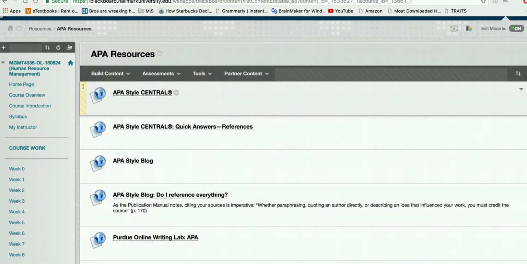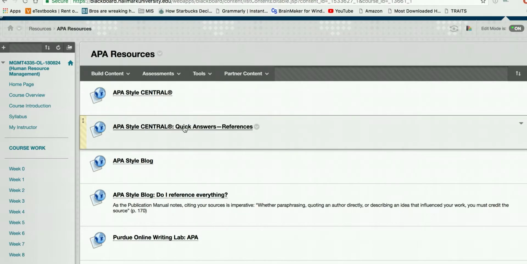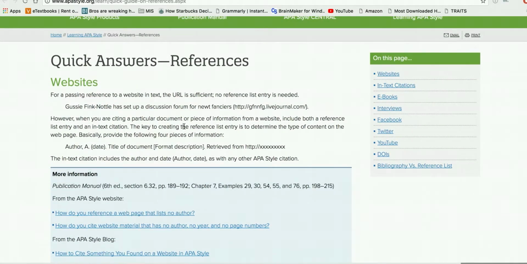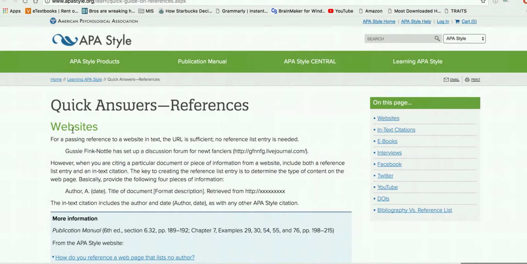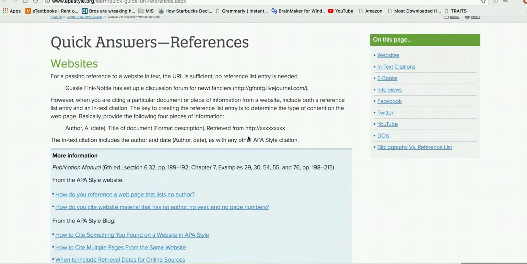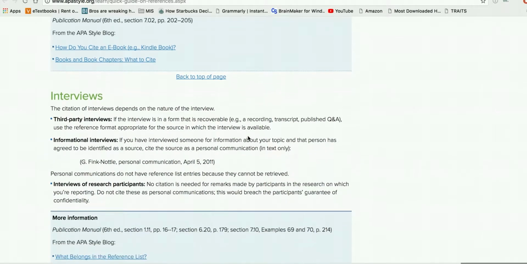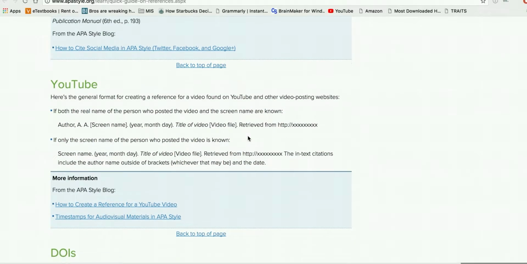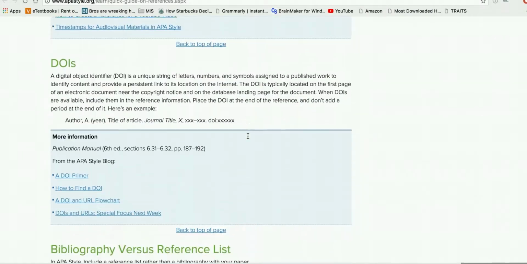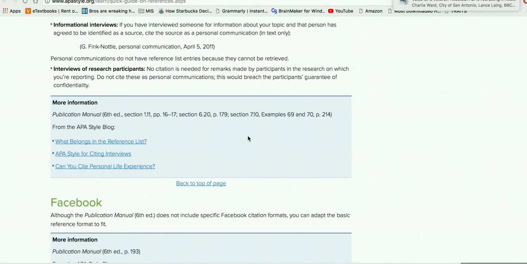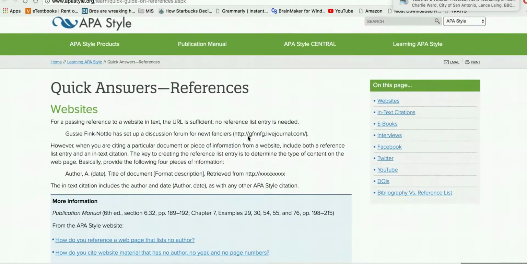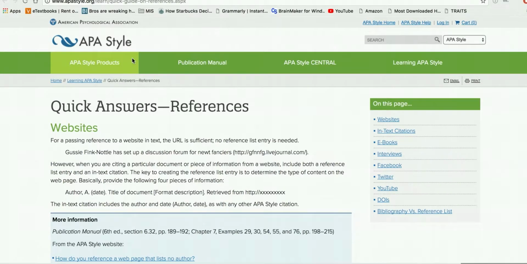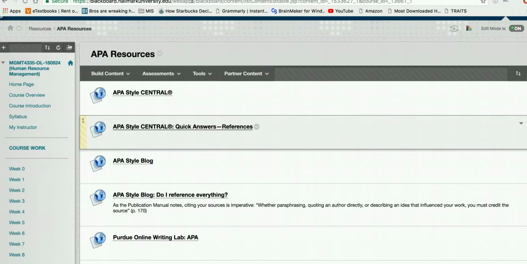And then I've honed in on some in particular. Like this is a common question that comes up. Well, I'm sorry, I was looking at something else. The quick answers references about in-text citations, electronic books, interviews, different things that you might have to format and how to format your references. DOI numbers, YouTube videos. If you need any type of information dealing with APA, by all means, give me a call because I can help you out considerably.